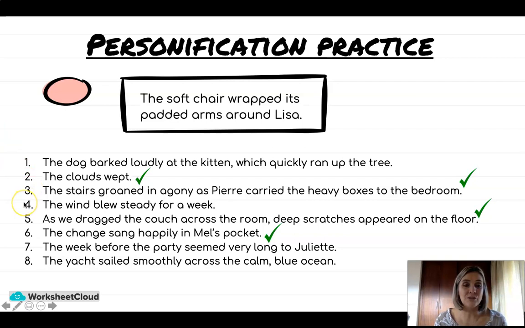Number 4, the wind blew steady for a week. The wind can blow, so nothing to do with personification there. Number 5, as we dragged the couch across the room, deep scratches appeared on the floor. I'm sorry, I would say that that's not. I know there's a tick there, but I wouldn't say that it's an example of personification. There's nothing there. The couch is not doing something that's showing that it's got a person quality.